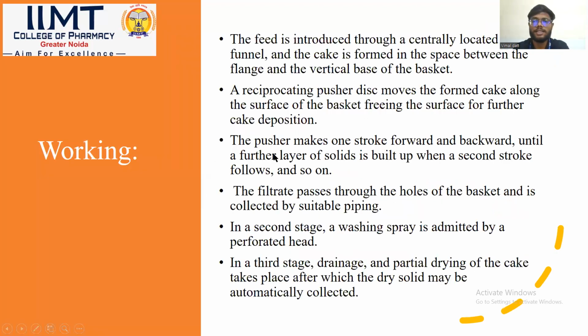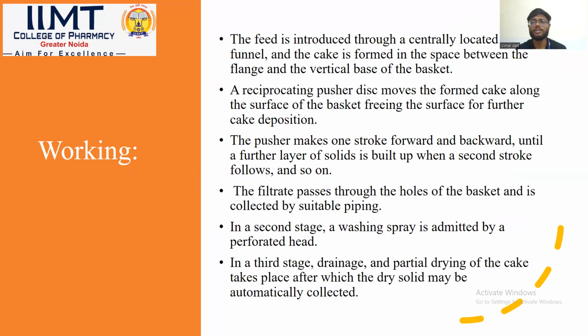Working of this machine, the feed is introduced through the centrally located basket funnel, and the cake is formed in the space between the flange and the vertical base of the basket. A reciprocating cushion disc moves the formed cake along the surface of the basket, freeing the surface for further cake deposition. The cushion makes one stroke forward and backward until a further layer of solid is built up, where a second stroke follows, and so on.